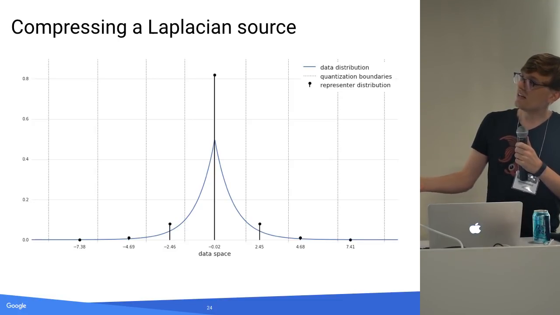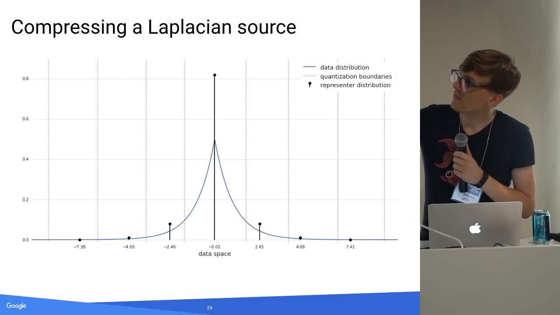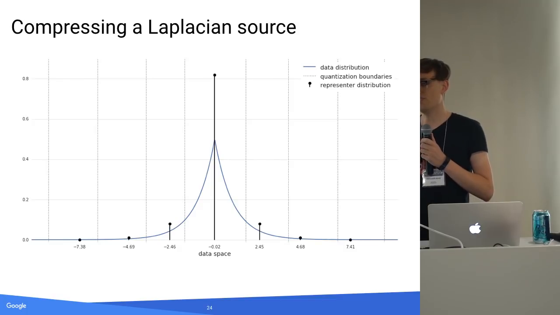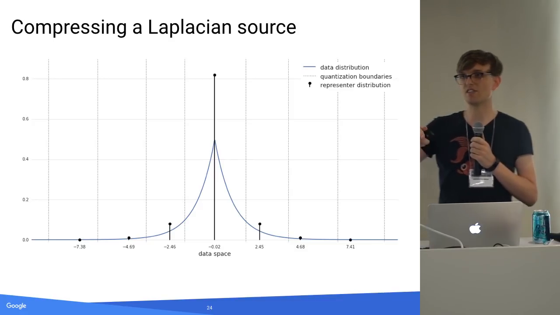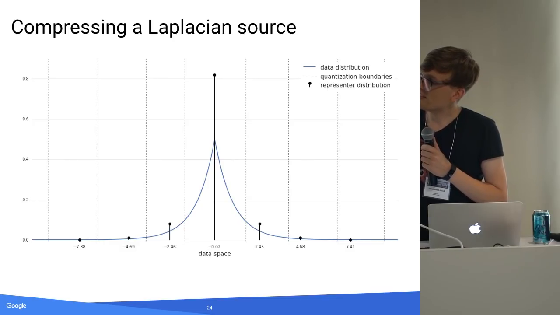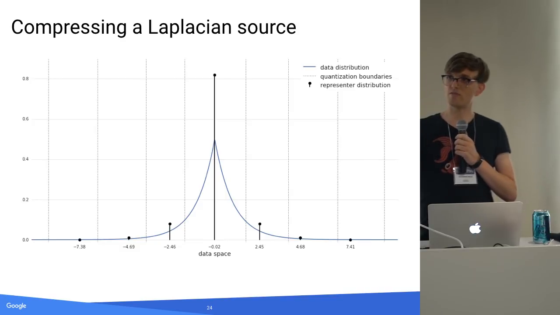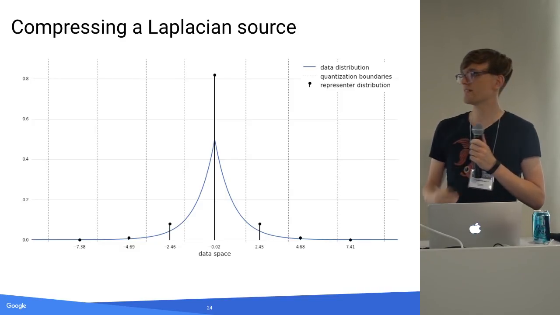And what you see in this graph here is, for once, the source distribution, the blue line. Then these vertical lines indicate the boundaries in the transform domain where one value flips over into the next integer value. The stalks represent the points that you get when you take an integer value in the transform domain and map it back into the data space.